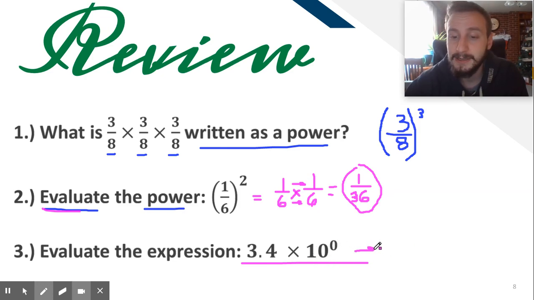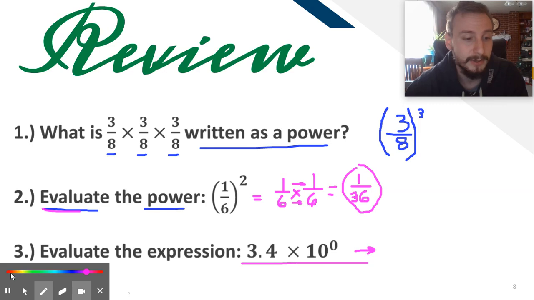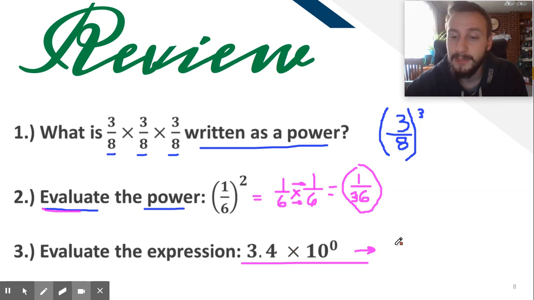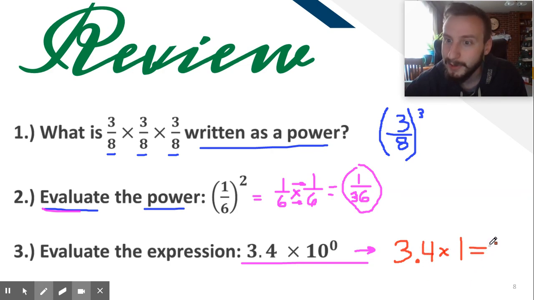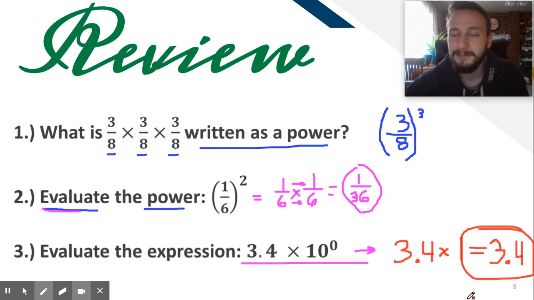So this transforms to 3.4 times, and what did we say 10 to the power of 0 was? 1. Well, 3.4 times 1 is what? 3.4. And that's it. That's all you have to do. And you're done. So hopefully that made sense.